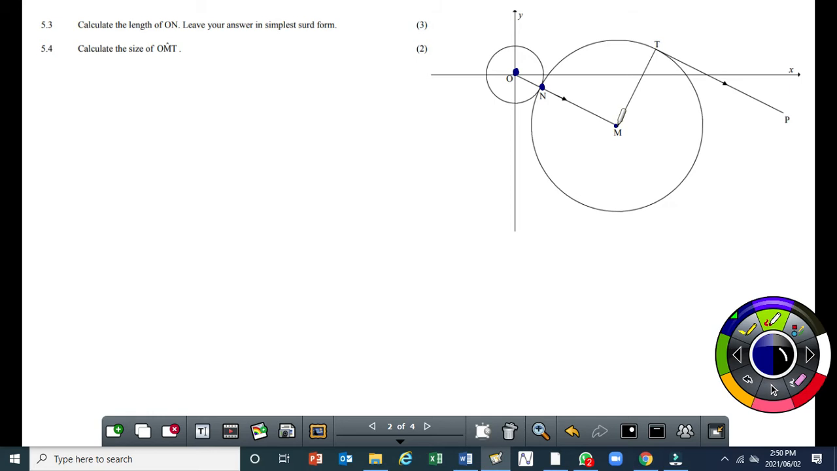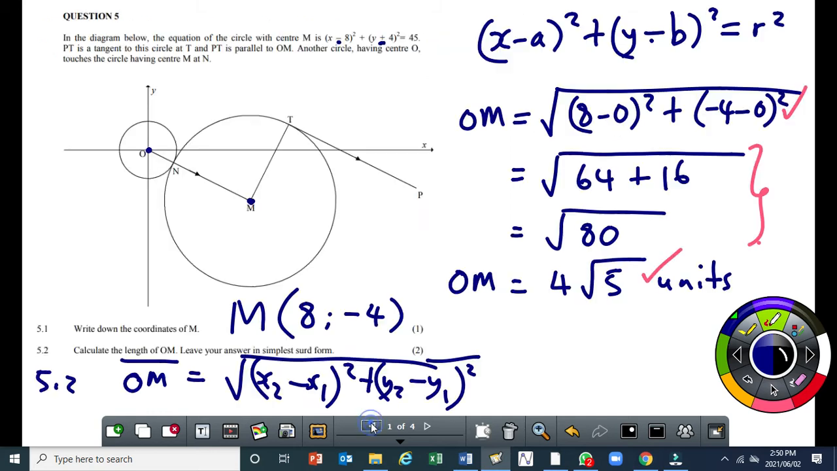Use the midpoint here? No, we are not going to use any midpoint here. You see, look here. Do you see that we calculated the length of OM here? This is point O, that's M. Now they are asking us to determine the length of ON. But the length from point N up to point M, that's a radius.